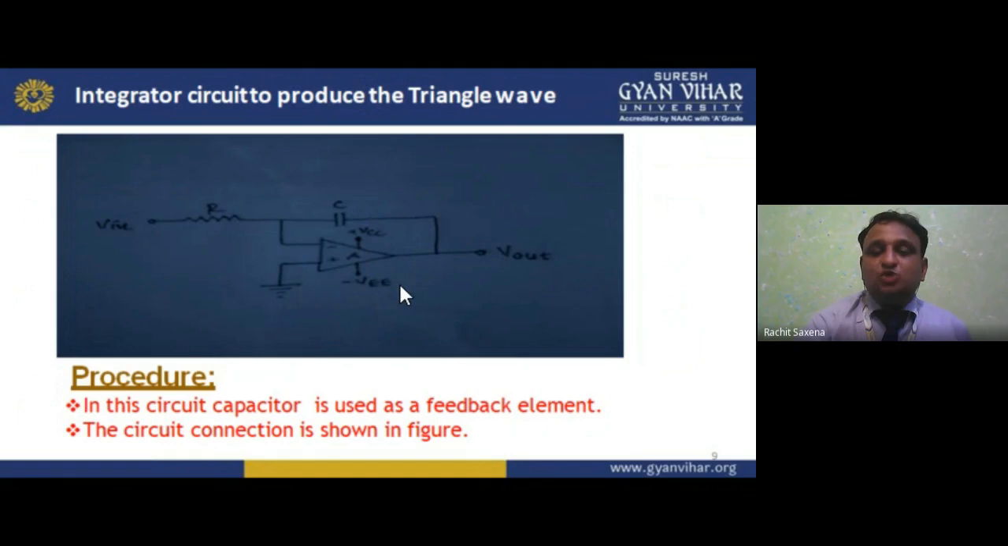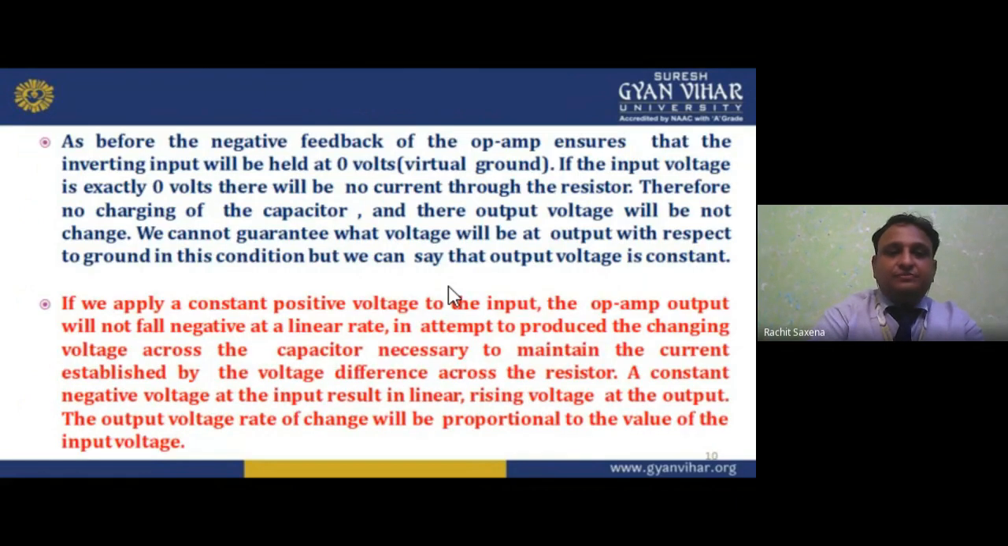Now the circuit connection is shown in the figure like this. That is your integrator. Just see it. You basically found this integrator in the op-amp topic, that is operational amplifier. Now moving forward, as before, the negative feedback of the operational amplifier ensures that the inverting input will be held at 0 volts. That inverting input will be held at which voltage? 0 volts. That is virtually ground.